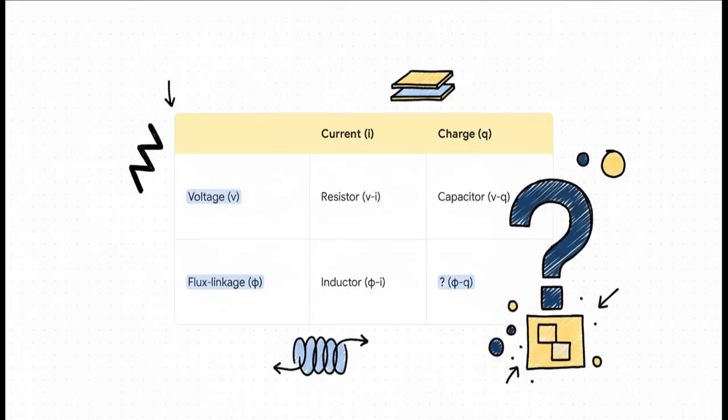And this is where that puzzle really comes into focus. Look at this. We knew that the relationship between voltage and current gave us the resistor. Easy enough. Voltage and charge, that's the capacitor. And flux and current gave us the inductor. But that bottom right corner, for decades, the relationship between magnetic flux and charge was just a question mark, a gaping hole in the theory.